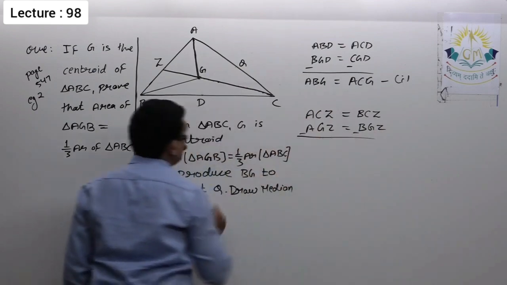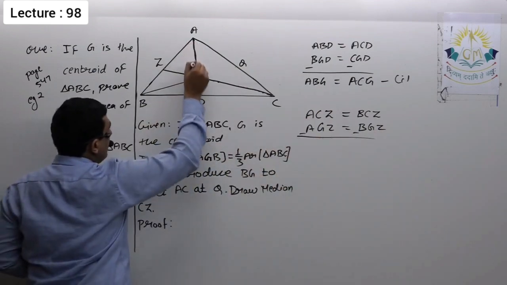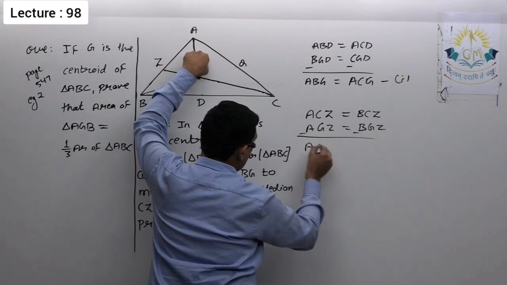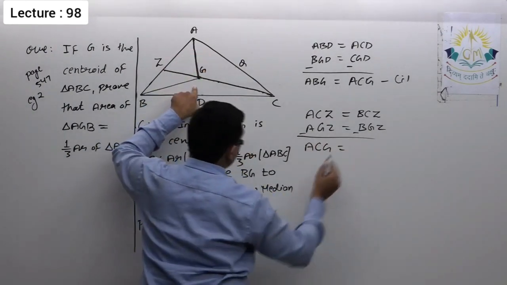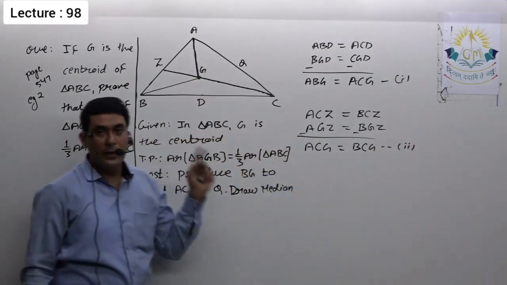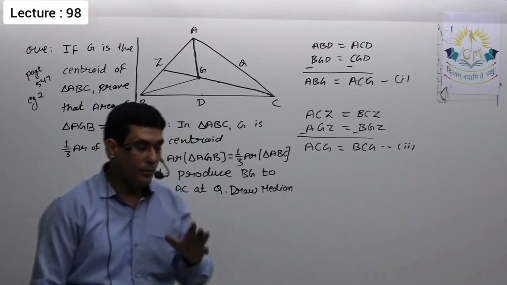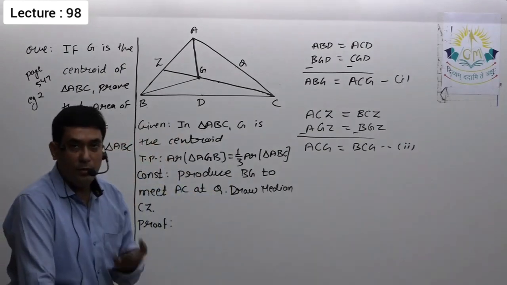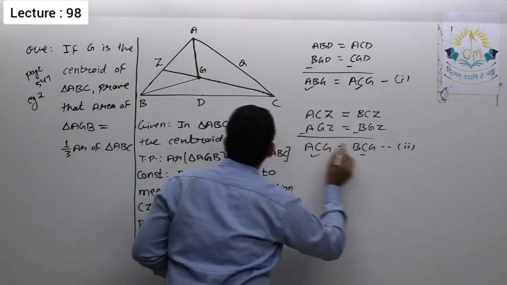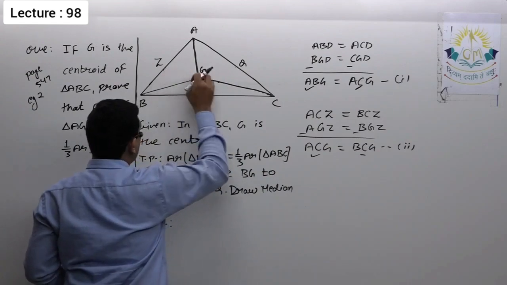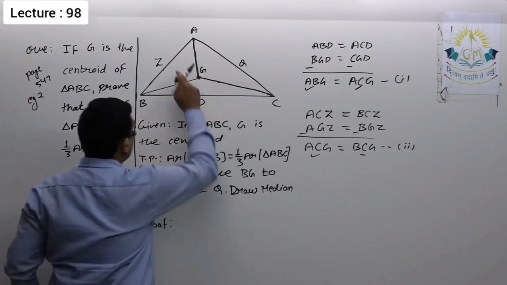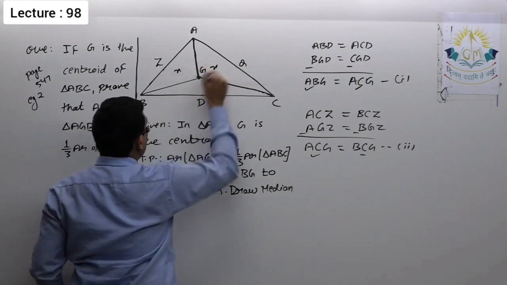Now again if I subtract, what I will get? See, I am subtracting this AGZ from ACZ. So what I will get? ACG is equal to BCG. Let it be equation number 2. I hope you got the concept. I am using the same concept, that median of a triangle divides it into two triangles of equal area. Now here we have ABG equal to ACG, here we have ACG equal to BCG. That means I can say we have ABG is equal to ACG is equal to BCG. That means three portions are equal in area. So let these are equal to x.